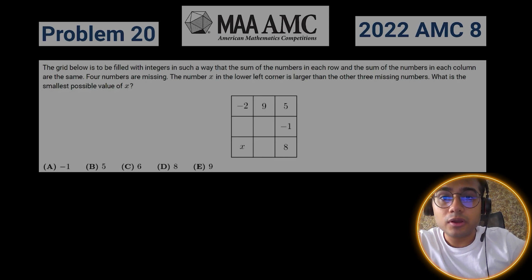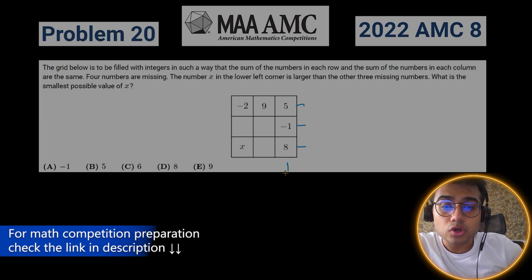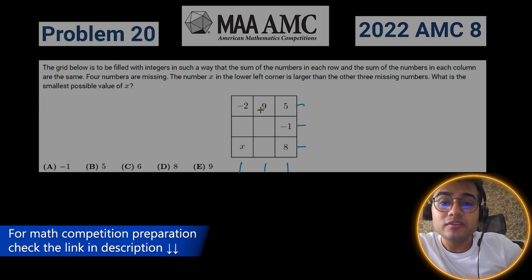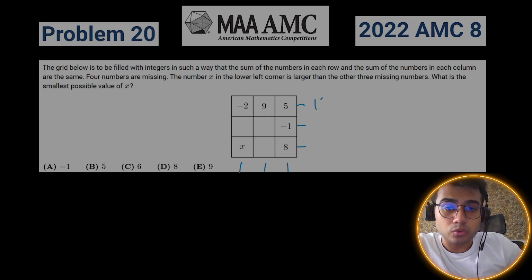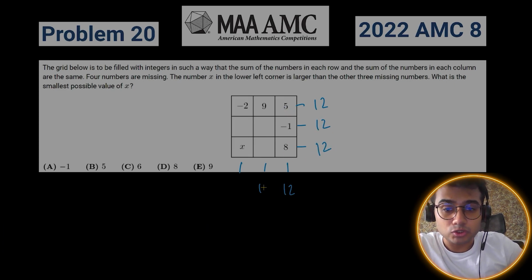Okay, so in this problem, they want us to fill this grid with numbers, and the condition they've given us is that the sum of each row and each column is the same. And what is it? It is actually 9 plus 5 is 14, minus 2 is 12. And then 8 plus 5 is 13, minus 1 is 12. So that is true. These all have to be 12.